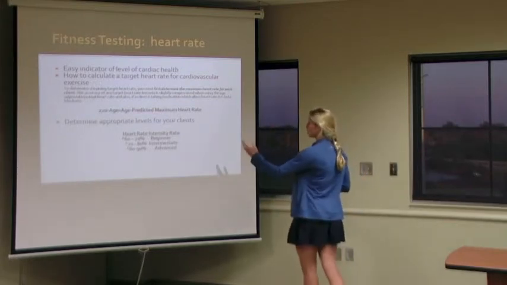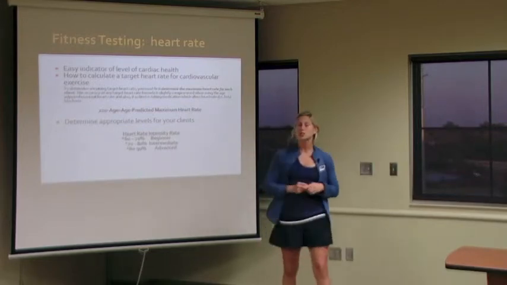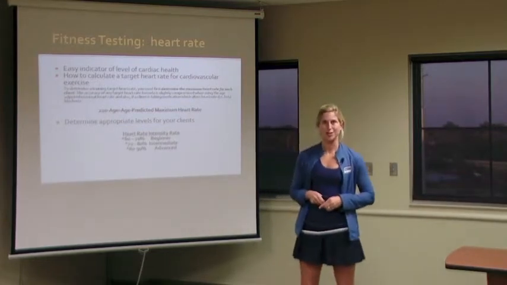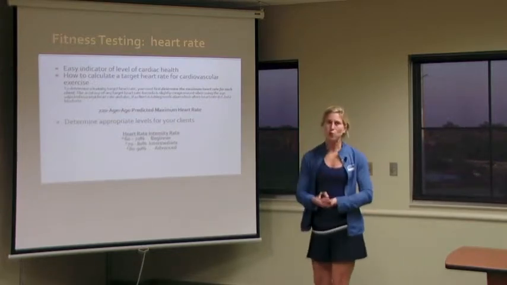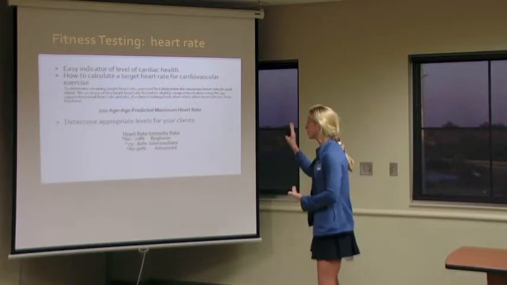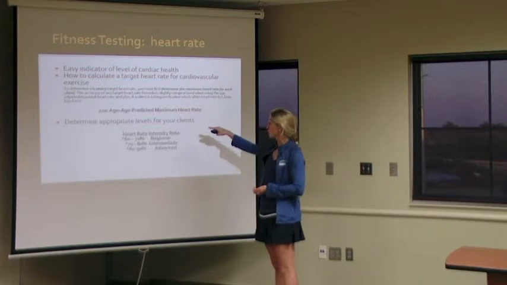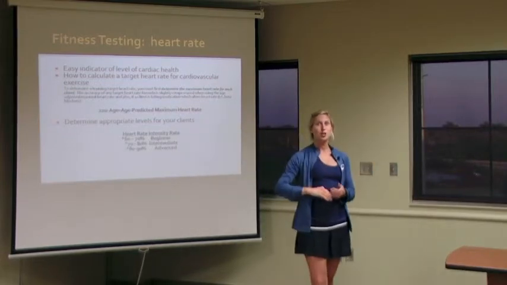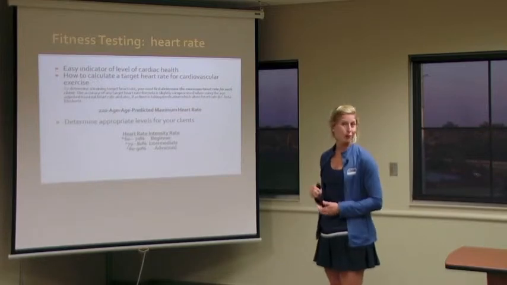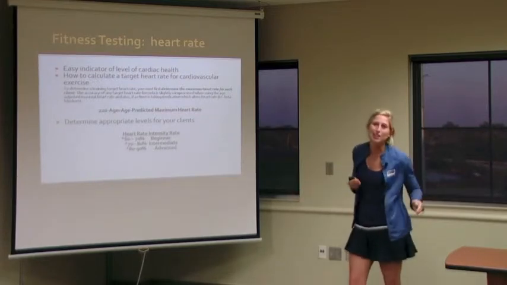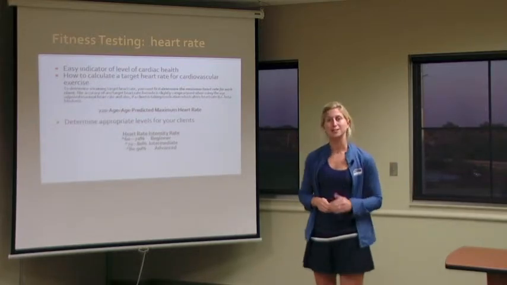So in determining their training target heart rate, we're going to find out what their age predicted max heart rate is. That is 220 minus their age. Know that formula. Tattoo it on your brain. 220 minus their age. Now, to determine what level your client should be working in, base that on their fitness level. Are they just starting? Are they an elite athlete? We have different ranges that you want to automatically assign to that client.